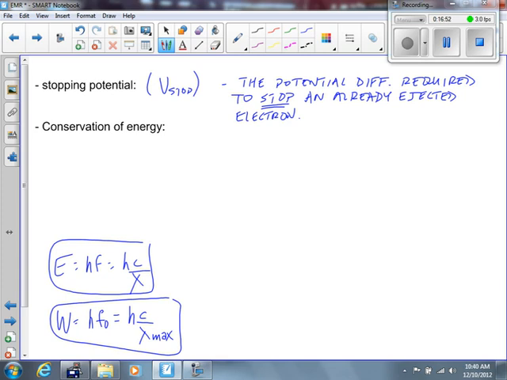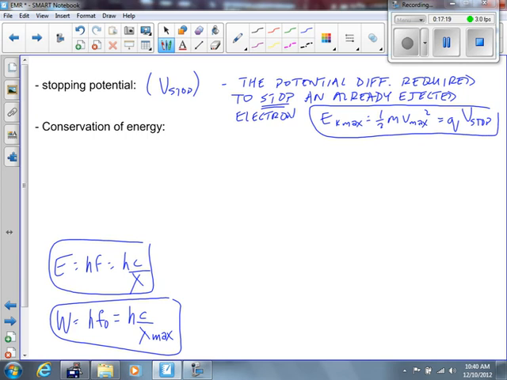Now a new equation that relates to this whole stopping potential, we're going to say the maximum kinetic energy of an ejected electron, we're going to call it EK max, is equal to, well, of course it's going to be 1/2 mv max squared. That's not a new equation. But the maximum kinetic energy will also be equal to Q times V stop, the stopping potential. Now, if you take a step back from this, that equation doesn't seem new to us either.